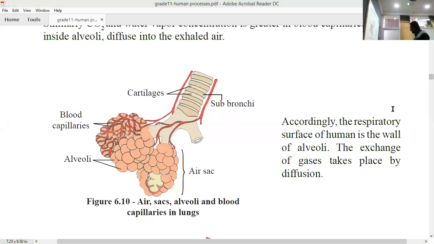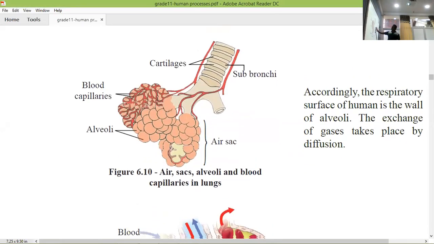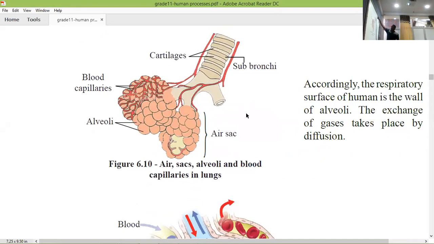Finally, the air we inhale reaches the alveoli as given in the diagram. Get this diagram. The bronchi or bronchus branch into bronchioles that end in alveoli. You can see the alveoli or air sacs at the end of the bronchioles.